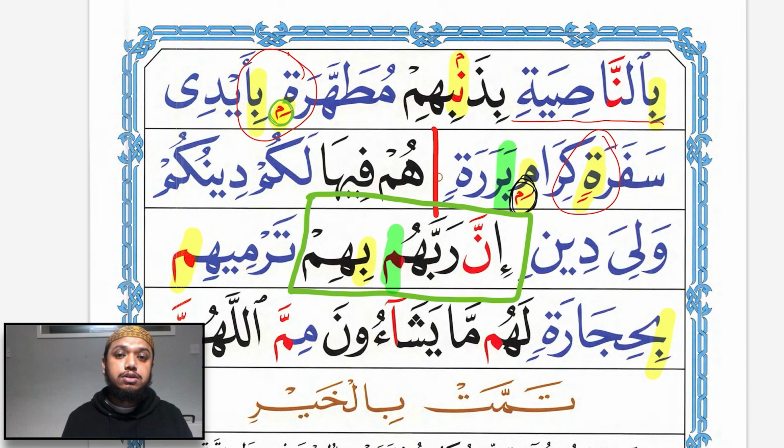So in this video, we've learned that whenever we have a meme sukun, we must look at the next letter. If the next letter is a ba, then we must do ikhfa shafawi. This means we must read it with ghunna for two harakat.